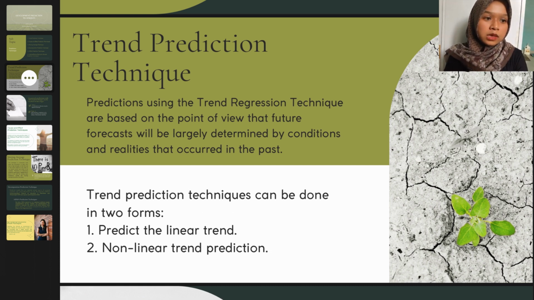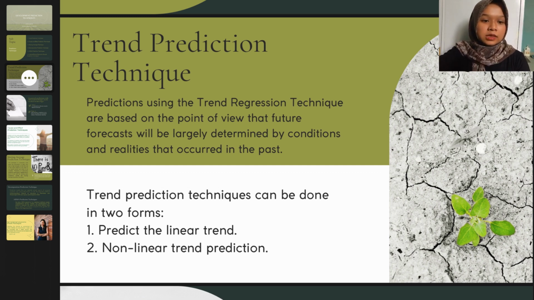In trend prediction technique, we use the trend regression technique, which is based on the point of view that future forecasts will be largely determined by conditions and realities that occurred in the past. If past facts show that the development of an aspect of development is quite fast, future prediction will also show development with almost the same tendency.